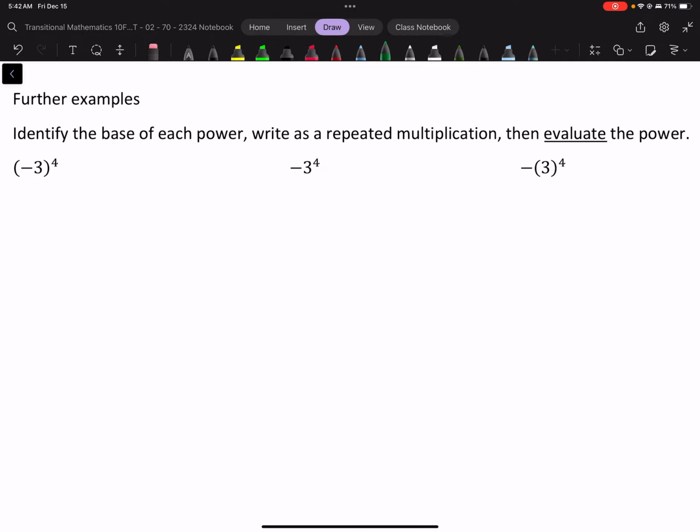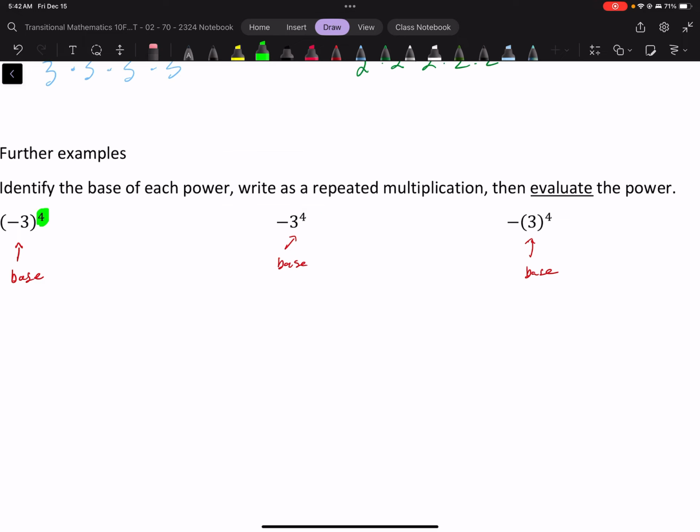If we go one more example here, or 3 more, these are 3 scenarios. Each of these mean a different thing. We're going to identify the base of each power, write it as repeated multiplication, and then evaluate the power. So here, I'm just going to write my base, my base and my base. There's my exponent in each of these.